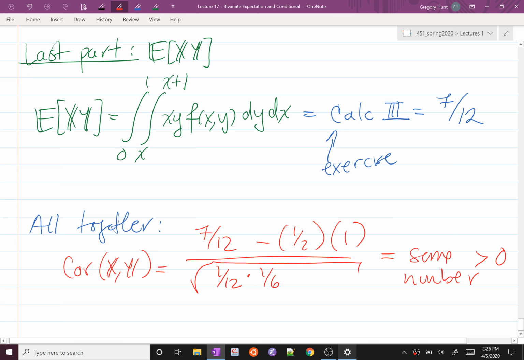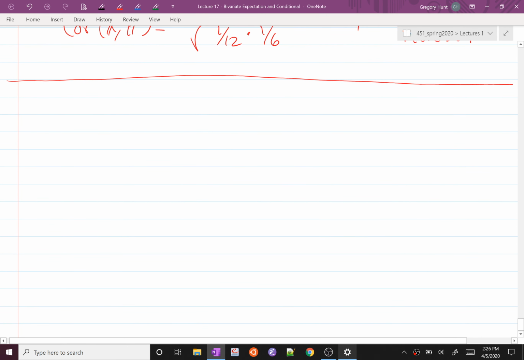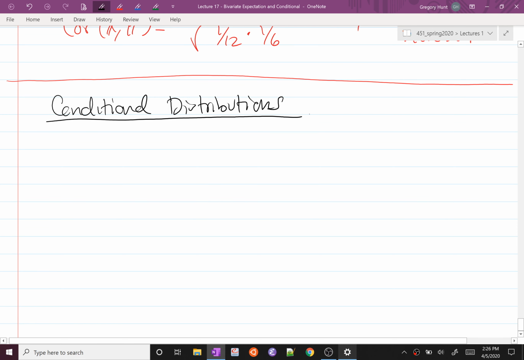Okay, so that's where we're going to stop on bivariate expectation. The next topic we're going to start now, and finish up next time, is conditional distributions. So we're going to do some definitions, do maybe 2 examples here, and then we're going to call it quits.